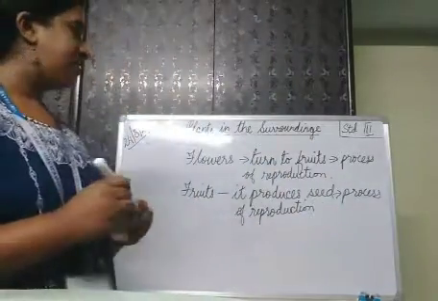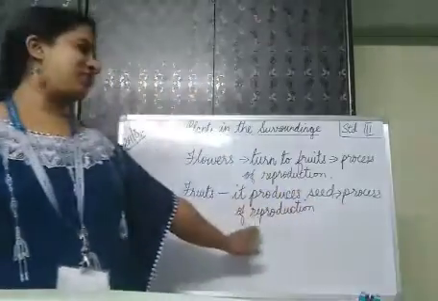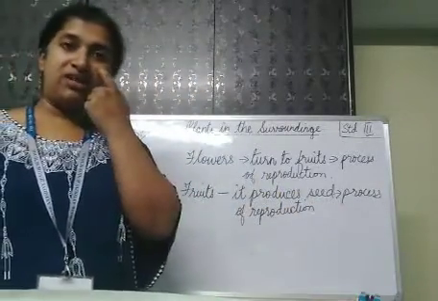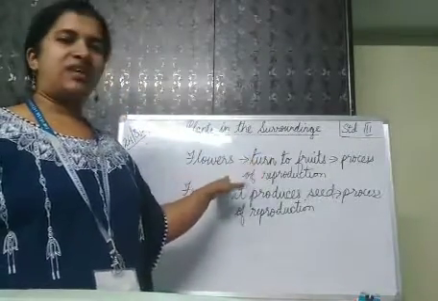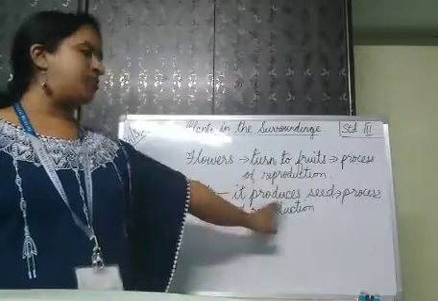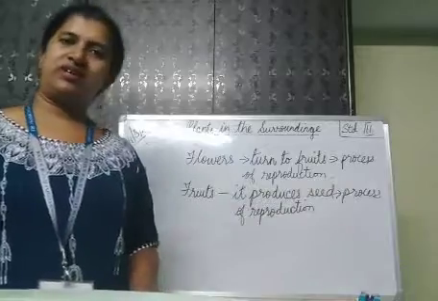It produces seeds, and that again is also helpful in the process of reproduction. So in flowers and fruits, we don't have many points to remember, just one point in each: the flowers turn into fruits which help in reproduction, and the fruits produce seeds or bear seeds, which again helps in the process of reproduction.